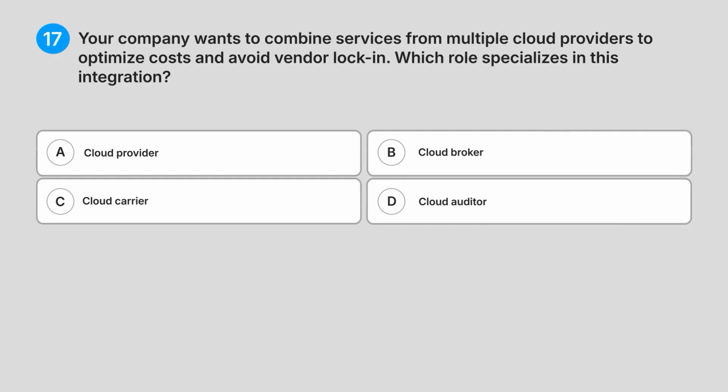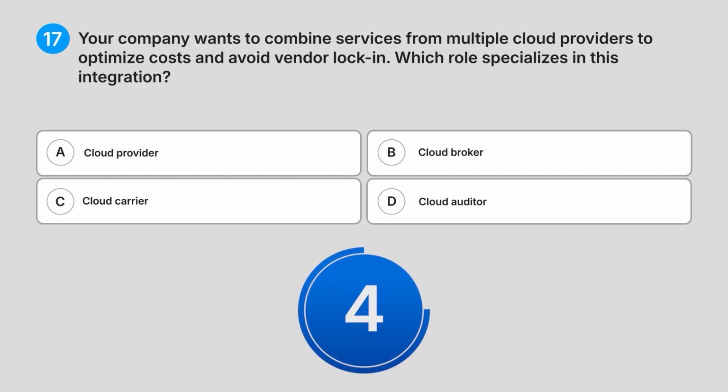17. Your company wants to combine services from multiple cloud providers to optimize costs and avoid vendor lock-in. Which role specializes in this integration? A. Cloud provider. B. Cloud broker. C. Cloud carrier. D. Cloud auditor. Can you guess the answer?